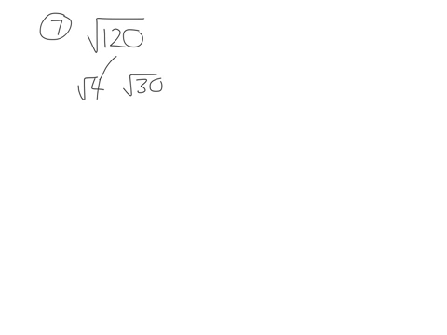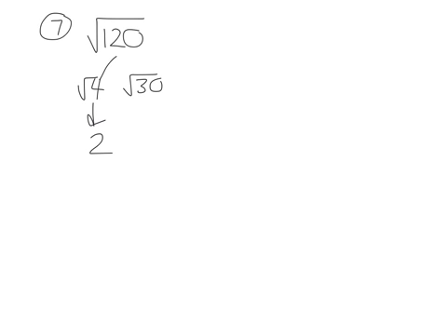Okay, I don't know what number this is, but we're going to simplify radical 120. So I'm going to break it down into any two things that multiply to be 120. I know that 4 goes into 120 30 times. So I'm using 4 because 4 is a perfect square. And radical 4 breaks down to just plain 2.